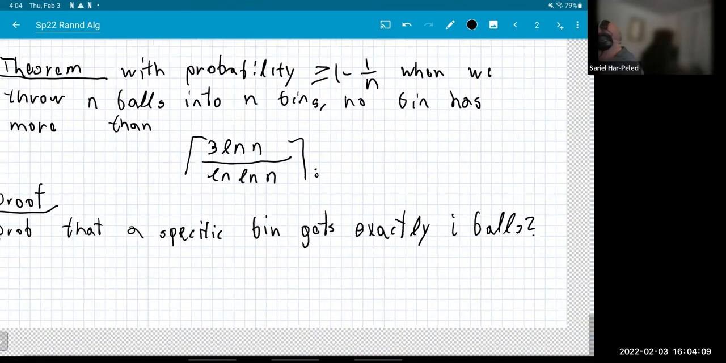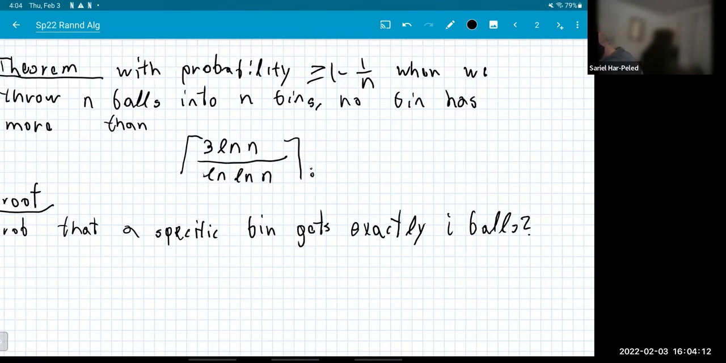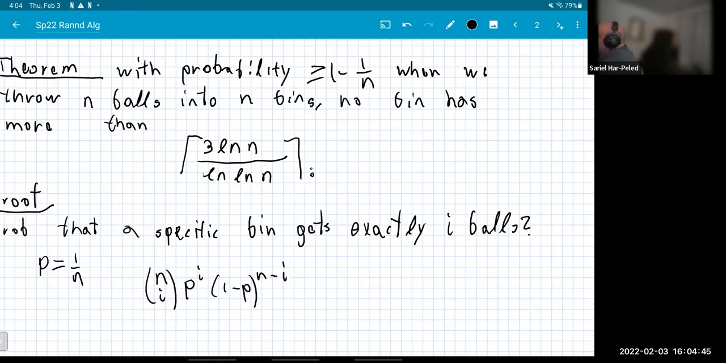This is not very difficult, because you can think about the probability p, which is the probability that when we throw a ball it falls into the bin. We are throwing n balls, so we are doing this experiment n times. So this is just a binomial distribution. This is the binomial probability of getting i balls into the bin, and this is exactly n choose i, p to the i, times 1 minus p to the power of n minus i.